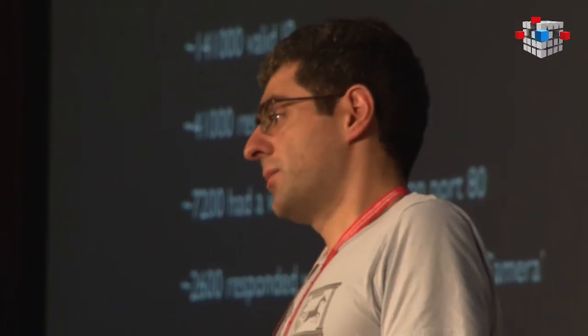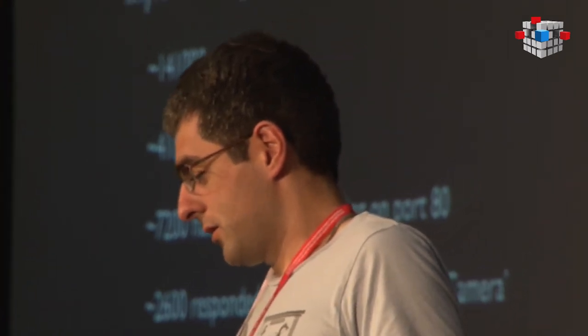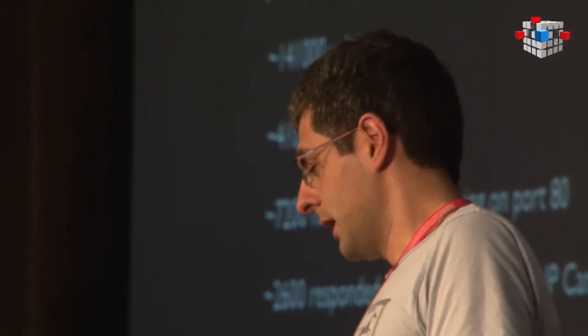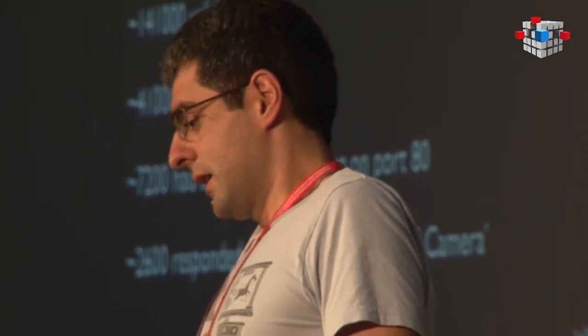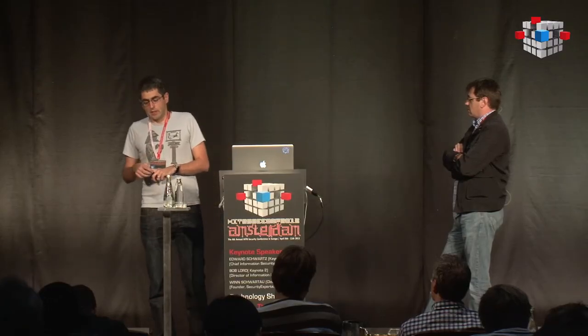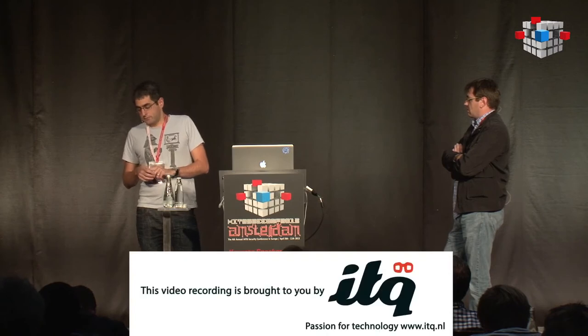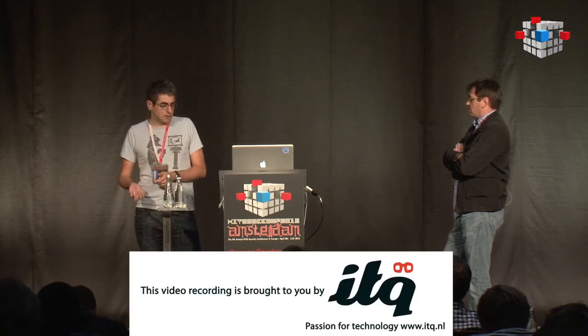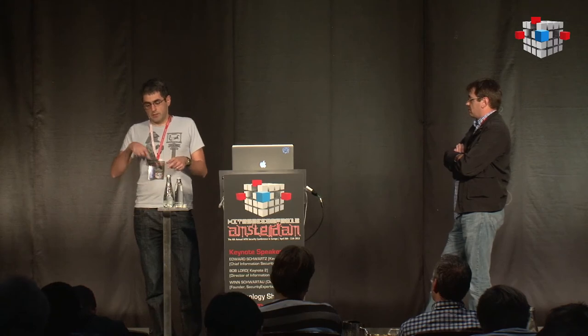Out of those, at the point when I was doing the scan, 41,000 actually responded to ping. And out of those, 7,200 had a web server running on port 80. Now, not all of these, of course, are cameras, because in fact, most of the cameras are behind NAT. So what you see in the DNS is the IP address of the router, which they use to get to the internet. But some of them are connected directly, and some of them have port forwarding.